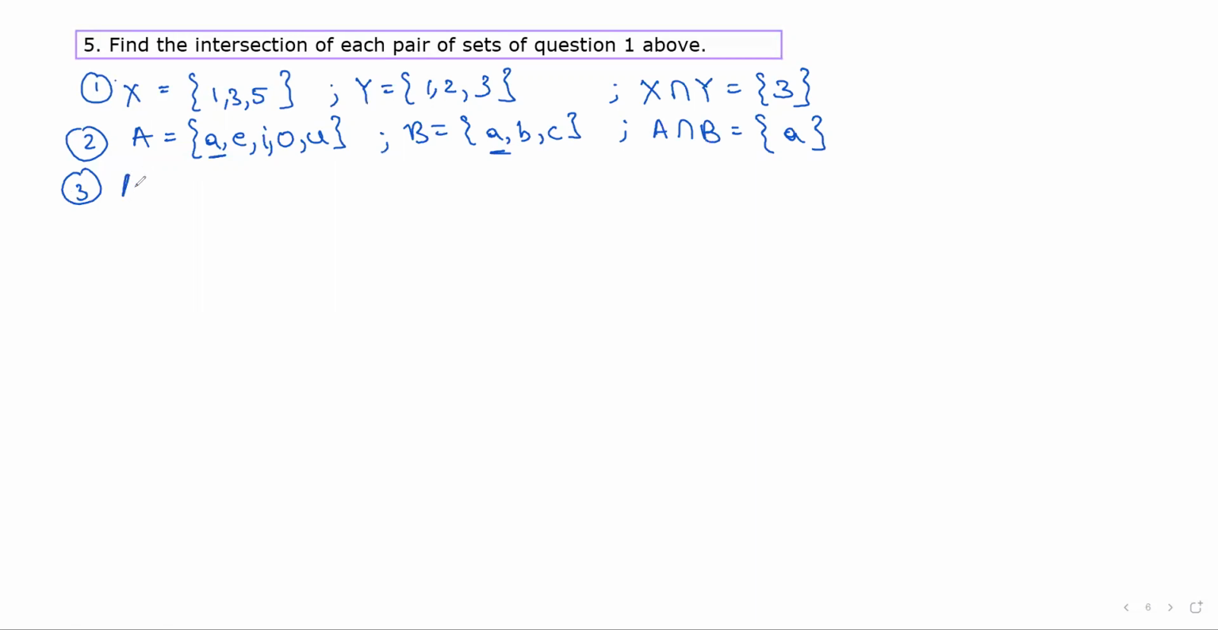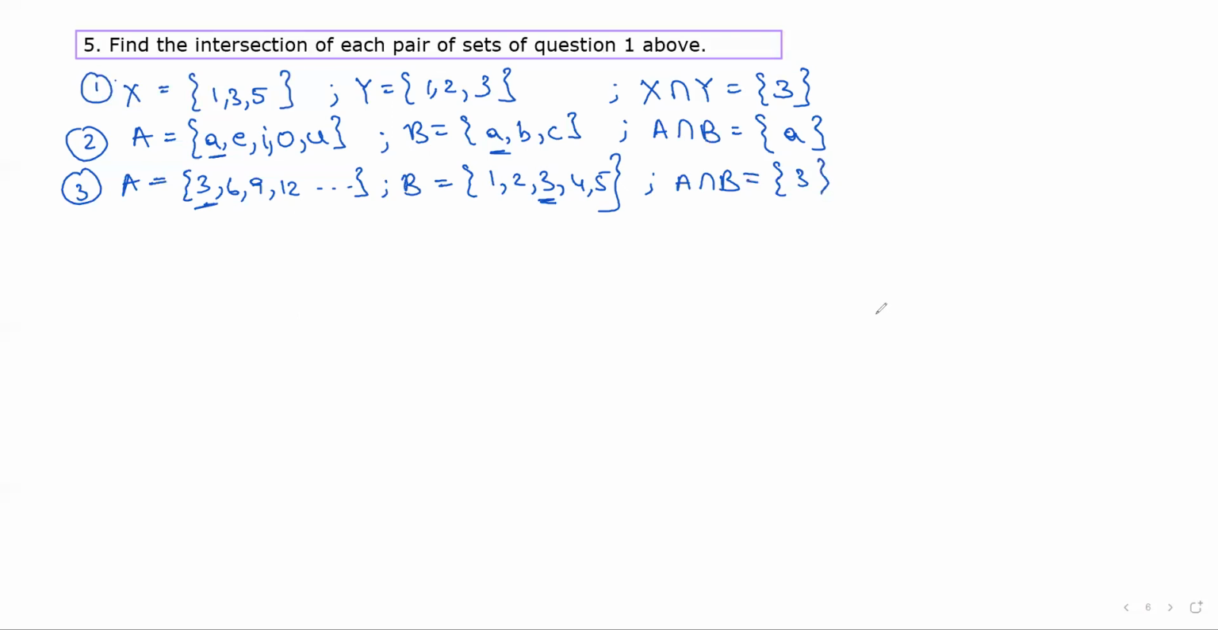Third, A is the set of x where x is a natural number and a multiple of 3. So you have 3, 6, 9, 12, and so on. And B is a natural number which is less than 6: 1, 2, 3, 4, 5. So in the intersection, you have to find the elements which are common in both. The only element common in both is 3. Up till now, the first 3 intersection sets are singleton sets.